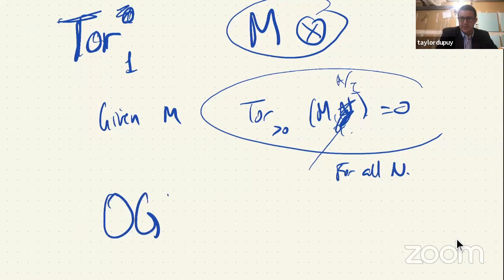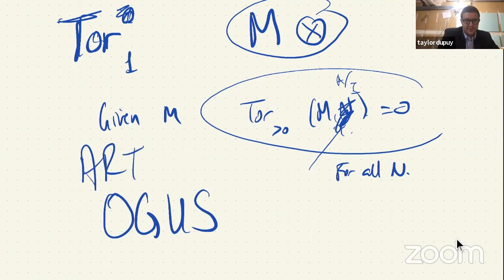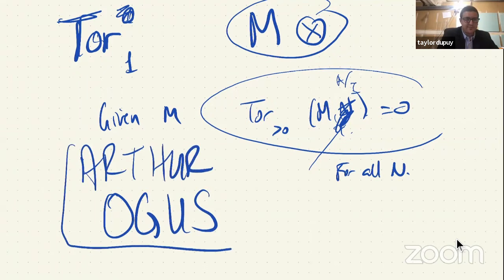Okay, so here's the... Ogus has this local criterion. I didn't know about this. Yeah, cool.